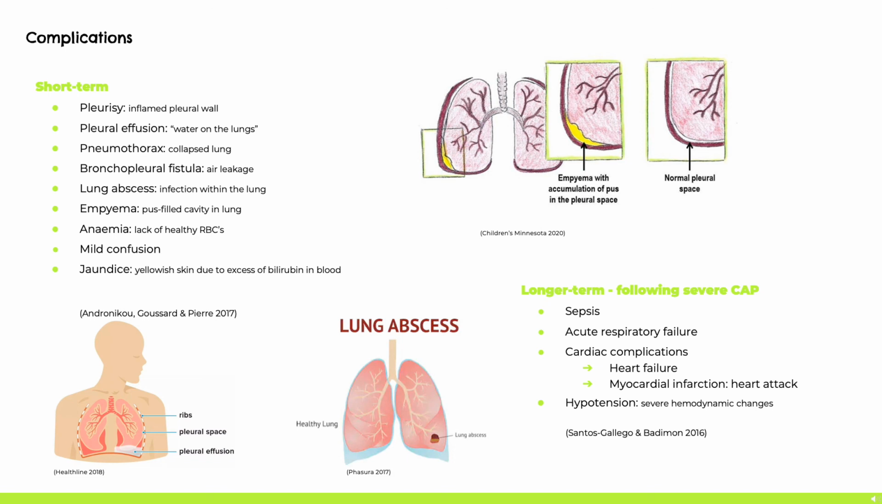Other complications that may arise include mild confusion, mild jaundice, arthritis, and mild anemia, although these rarely have clinical consequences. Mild confusion occurs due to oxygen deprivation stemming from dyspnea, as previously discussed in the signs and symptoms slide.